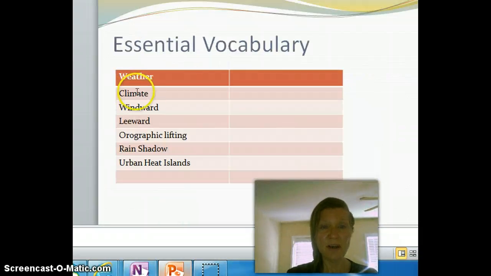Again, for a summary, our essential vocabulary includes climate, windward, leeward, orographic lifting, rain shadow, and urban heat centers.